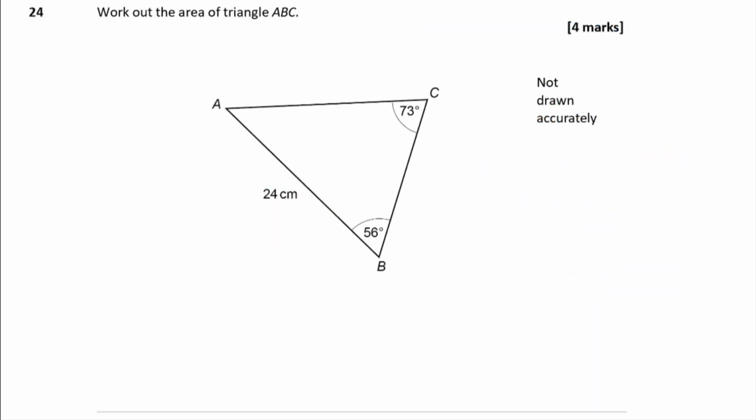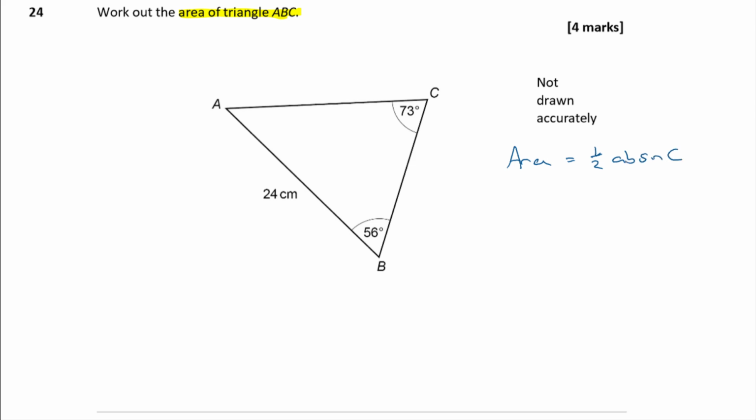Question 24, work out the area of triangle ABC. Okay, what have we got here? We've got a non-right angle triangle where we know 2 angles and 1 side. Now, working out the area of a triangle, either we need to know base times height, so we can use half base times height, or we could use the trigonometric version of finding an area of a triangle. Area of a triangle is half AB sine C.